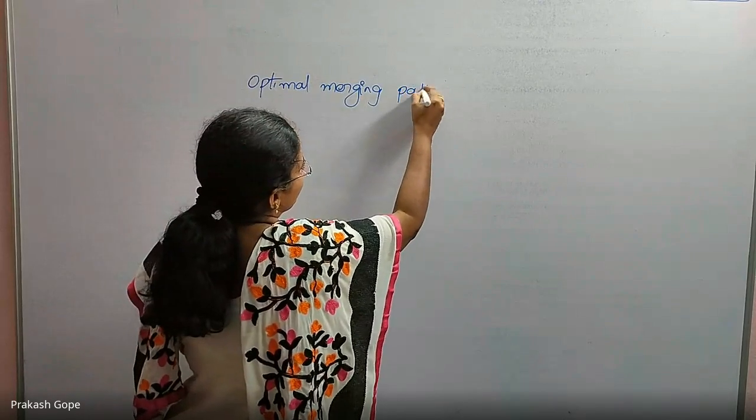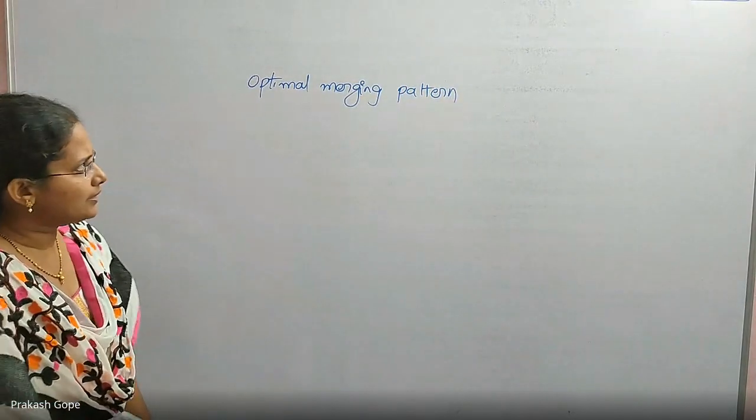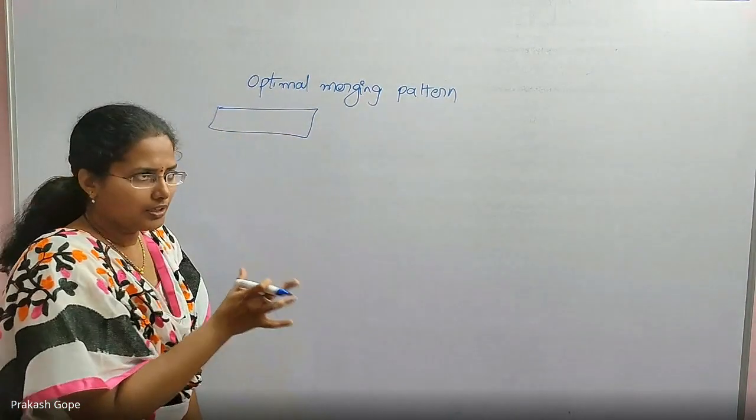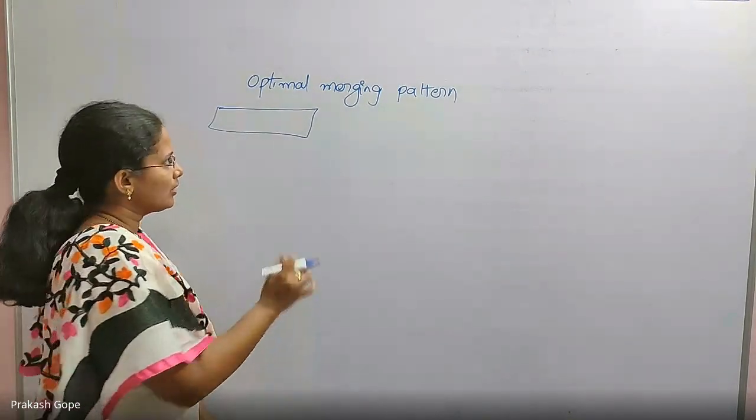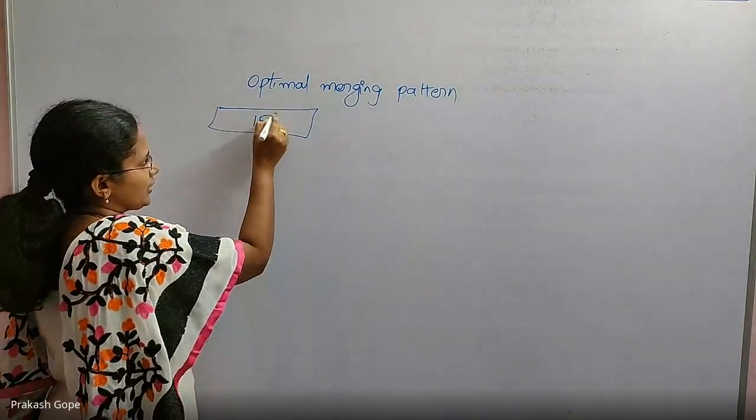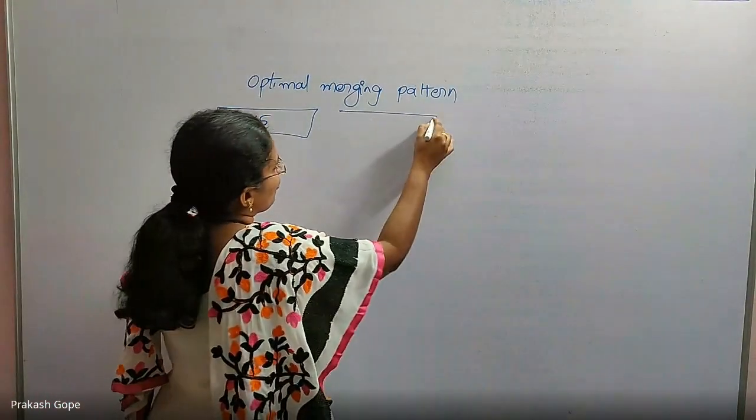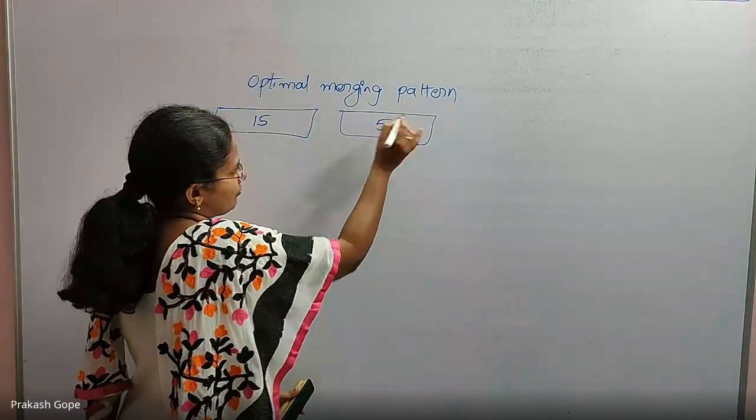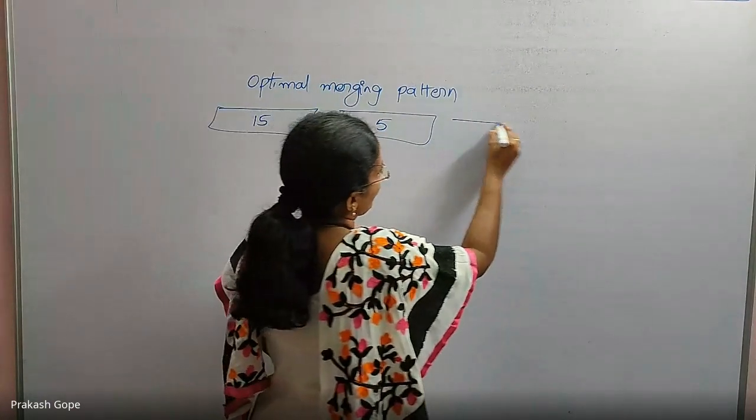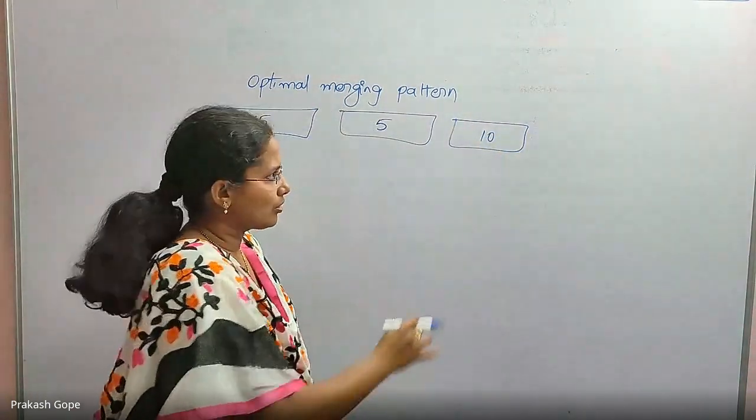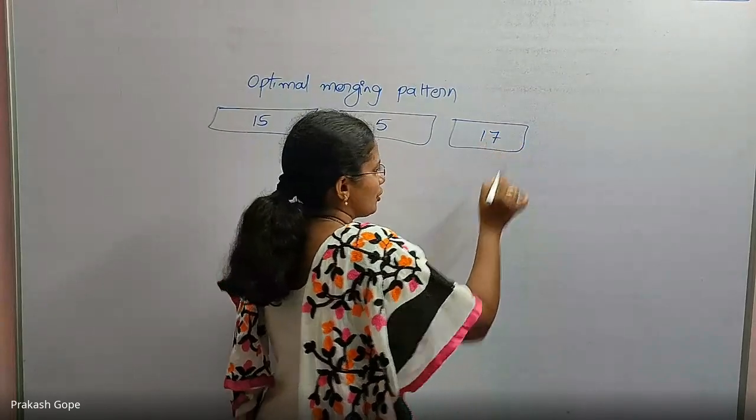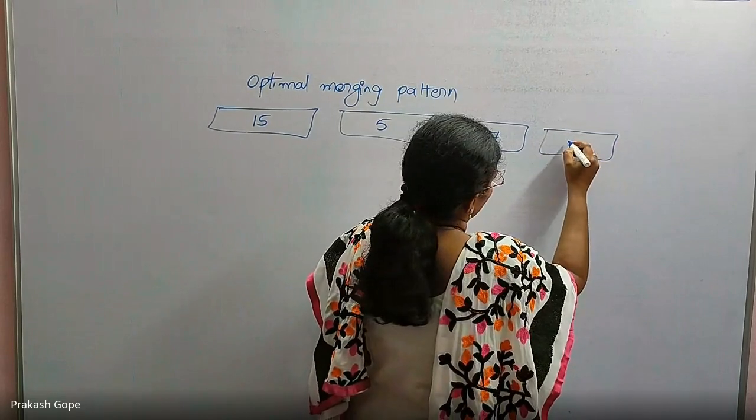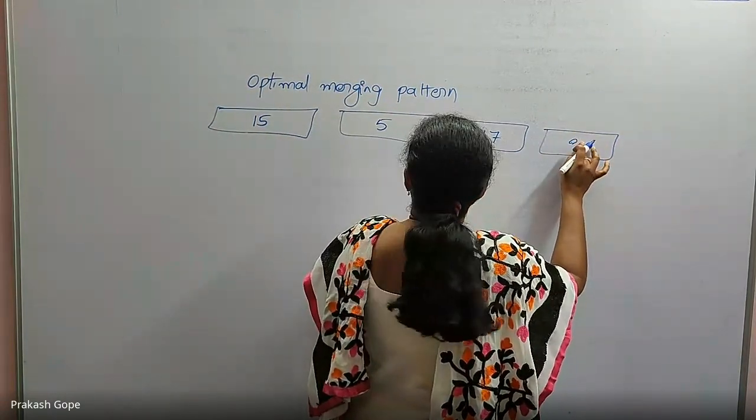Optimal merging pattern. What is this merging pattern? See, I have a list or array of elements which are already in sorted order, but the number of elements in this are 15, for example. Also, I have one more array of elements, and the number of elements are 5, which are already in sorted order. The next array has 10 elements, already sorted. Let me make it 17 just to make a difference. And then I have one more file which has 8 elements.